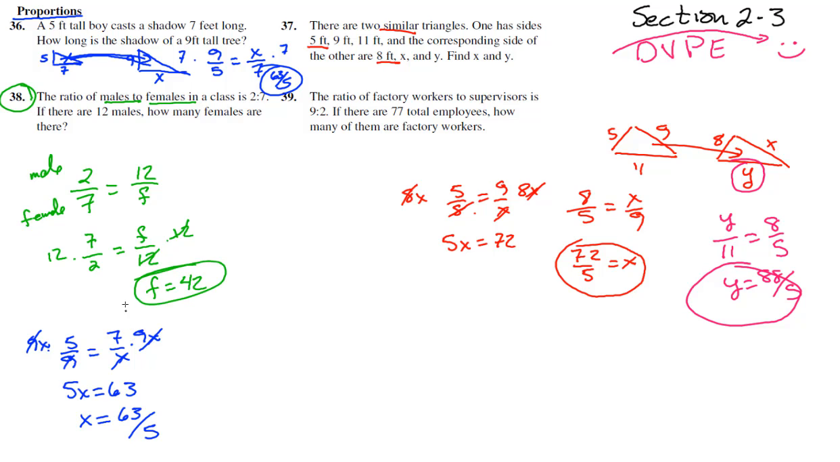There we go. And you can kind of see that if you're timesing this guy by 6, then the number of females would have to times by 6 as well. That's the whole idea that we're doing here. Oh yeah, look at that.